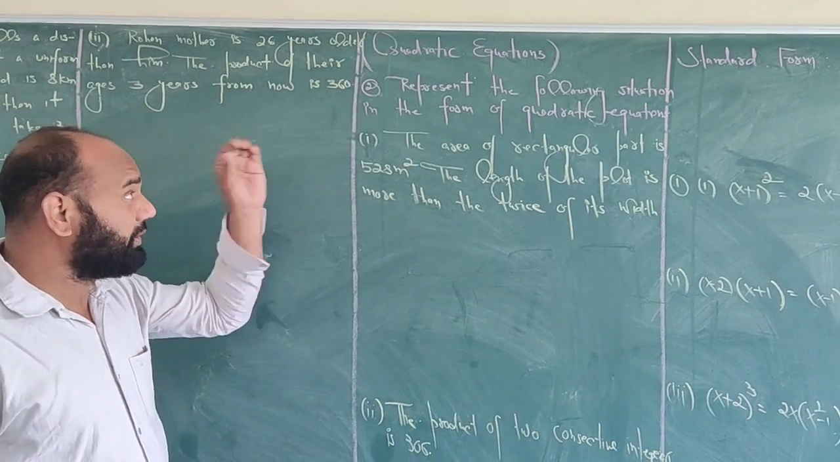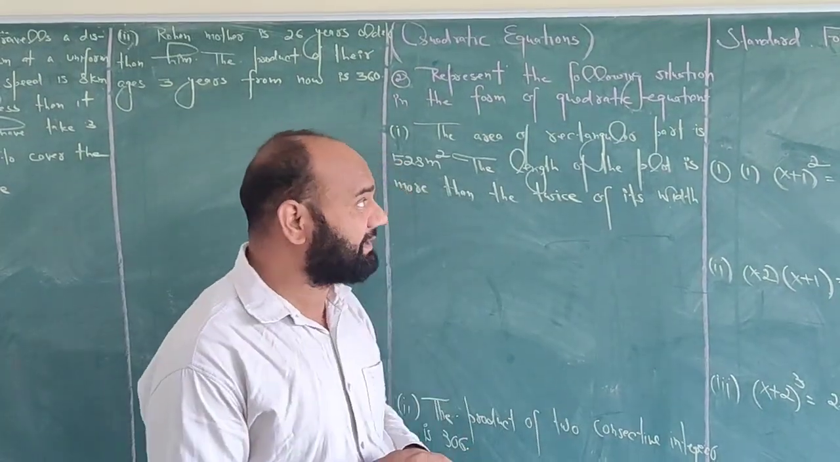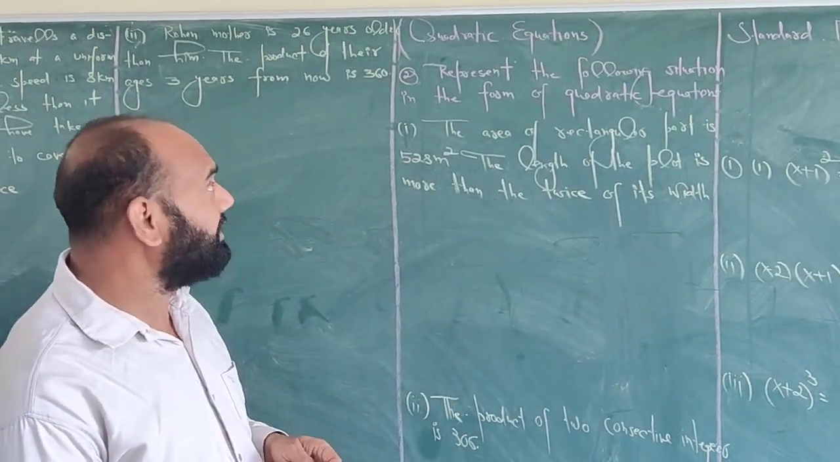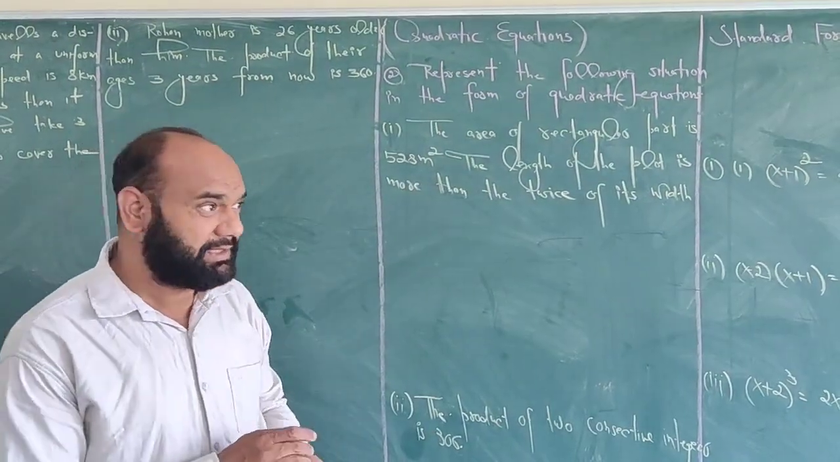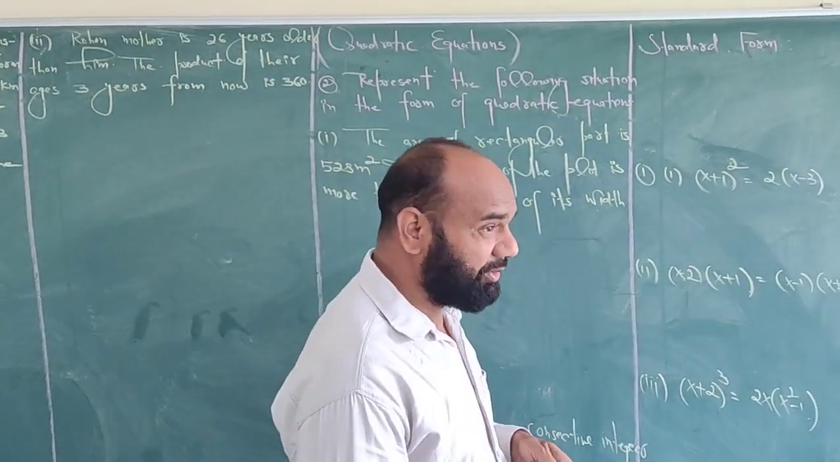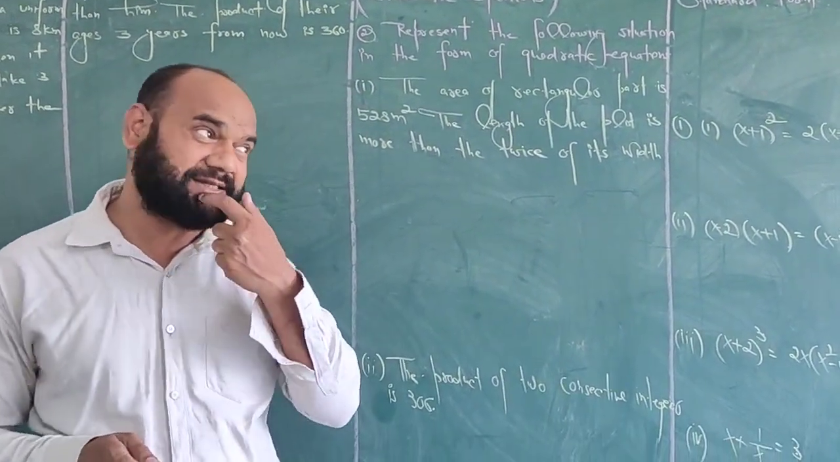Good morning, students. Today we will start your fourth chapter, quadratic equations, of class 10. First of all, we have to know what a quadratic equation is. A quadratic equation means any equation in which the highest power is 2.